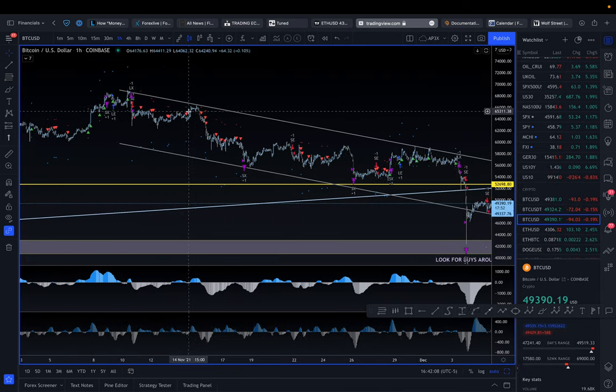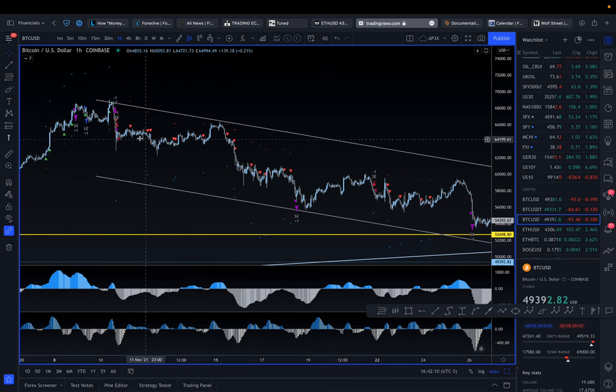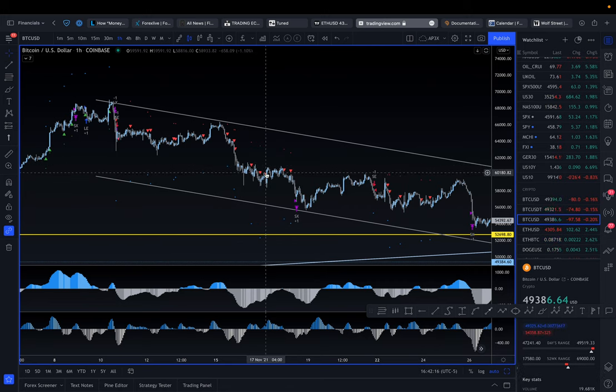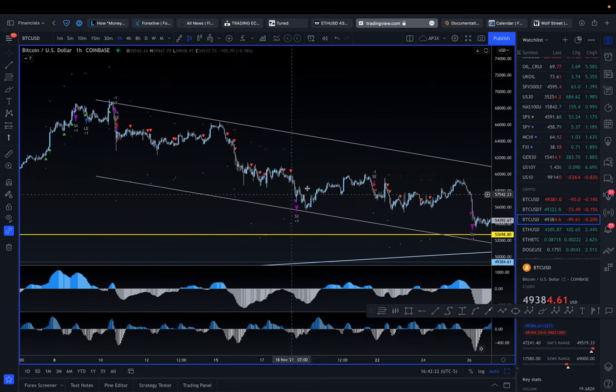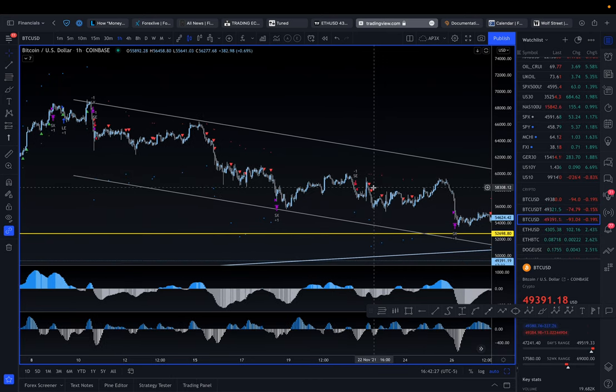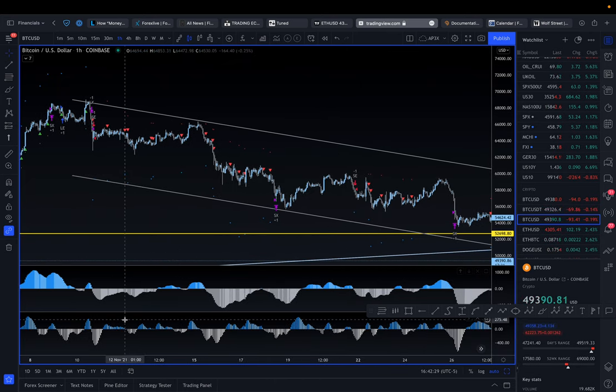Now, as you can see, you have a lot of entries. It doesn't mean that you have to take every single one of them. For example, this and this, they're very close together. So if you have entered one here, just wait for that one to play out before you enter another one. It's more of a suggestion. And that's what the trading strategy does, by the way.